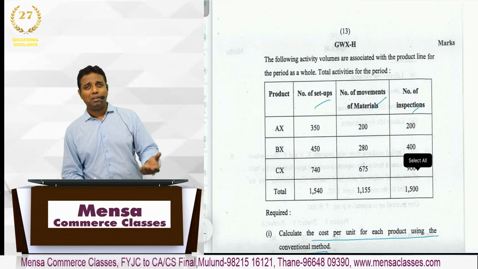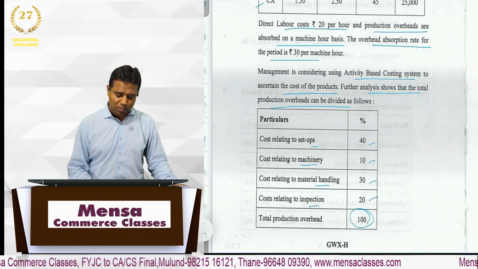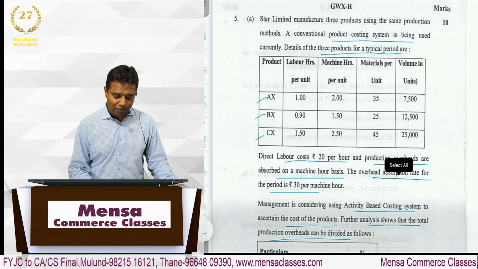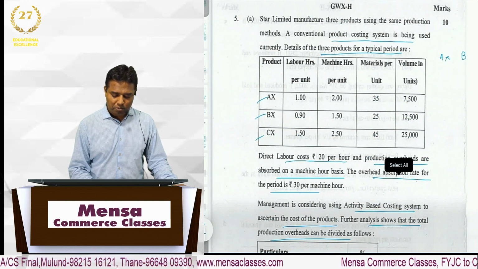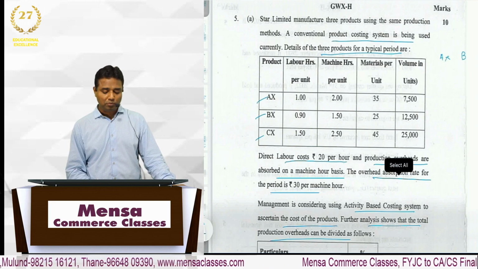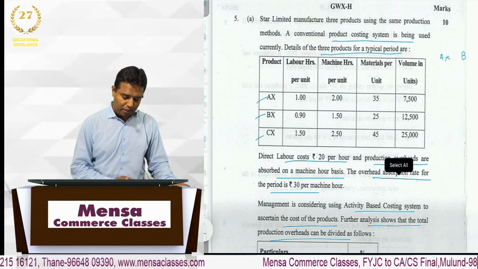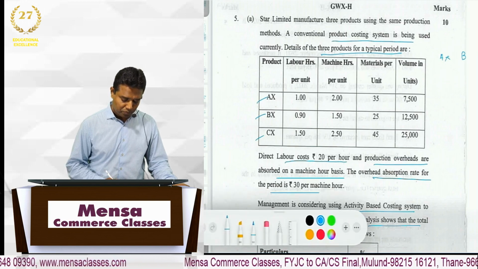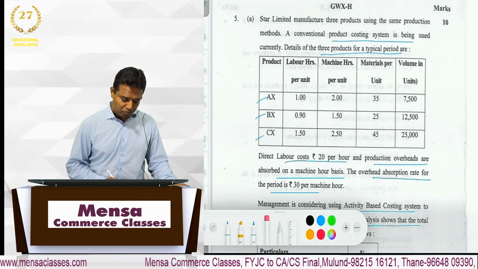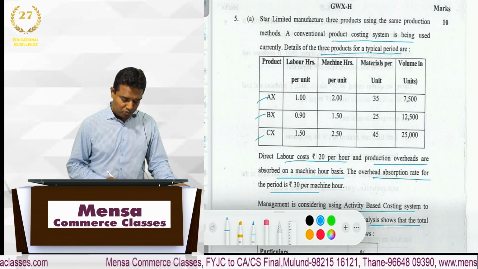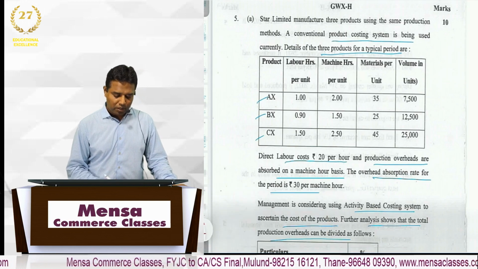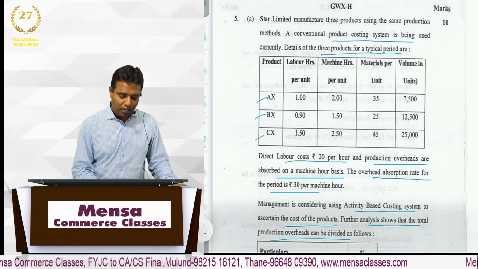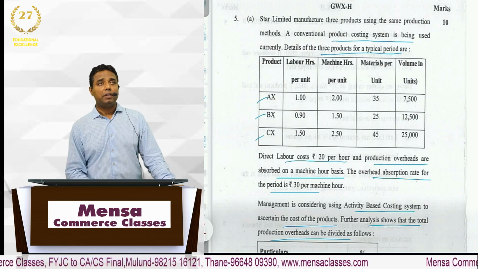Anyway, first we'll do the conventional part. So let's do the conventional one. That should be easy. So what are the products we are having? We are having the products AX, BX and CX. So let me check if we can manage it here. We'll take it up here, A, B, C.